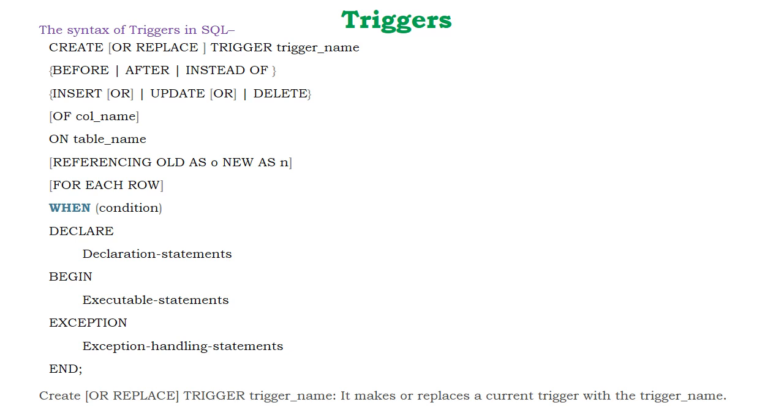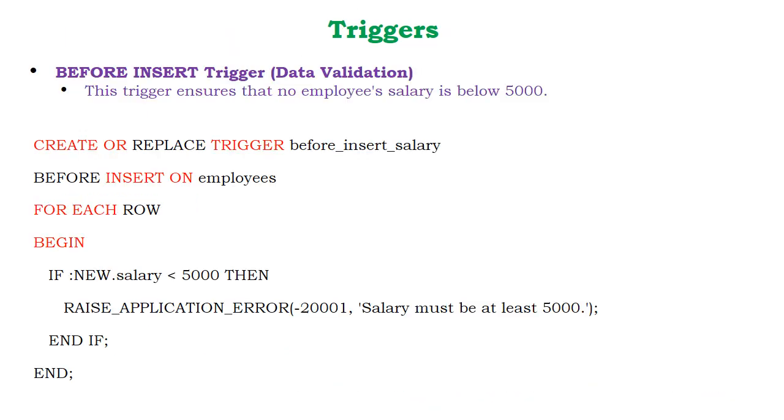In the declaration section, declare the statements. In the begin section, write the code, that is the executable statements. In the exception section, write the exception handling statements and end. We will discuss an example.